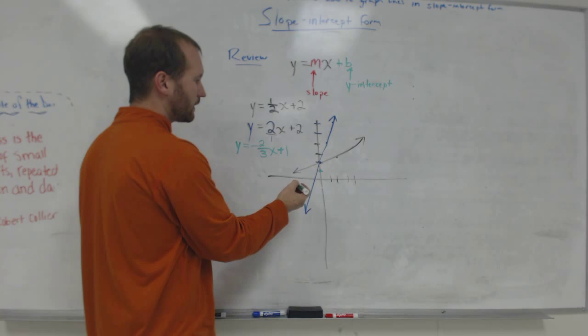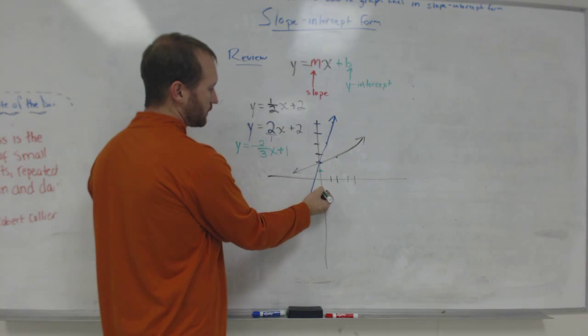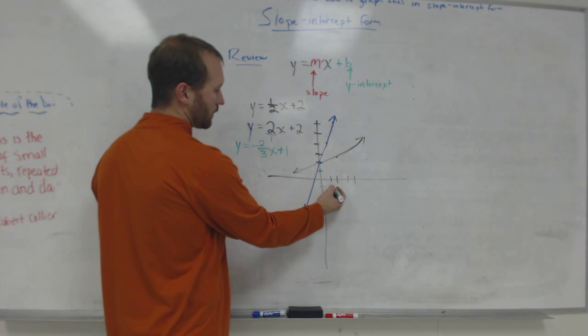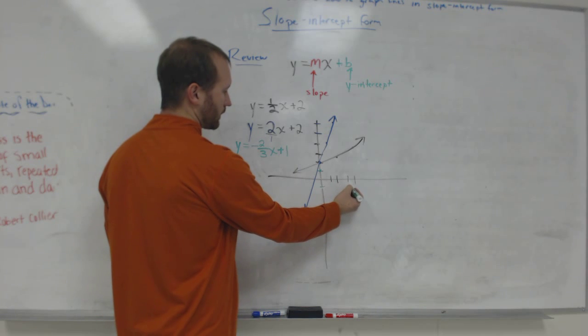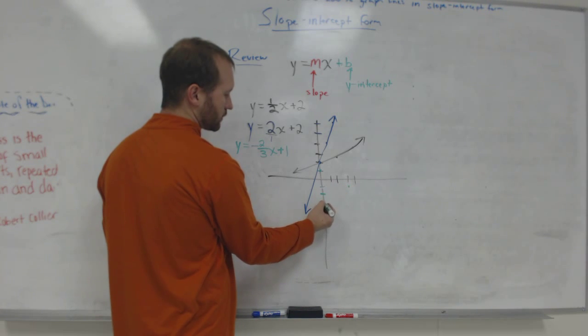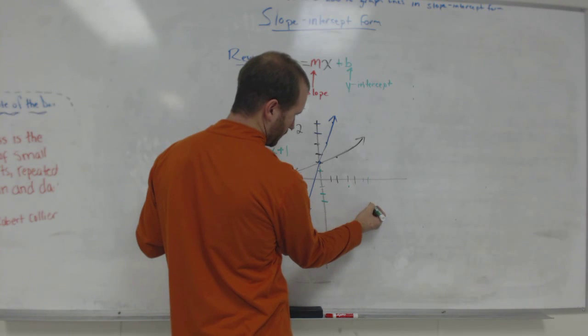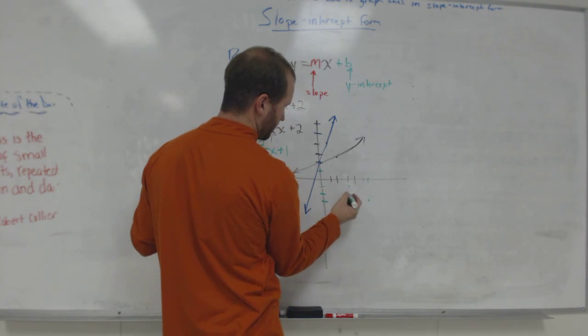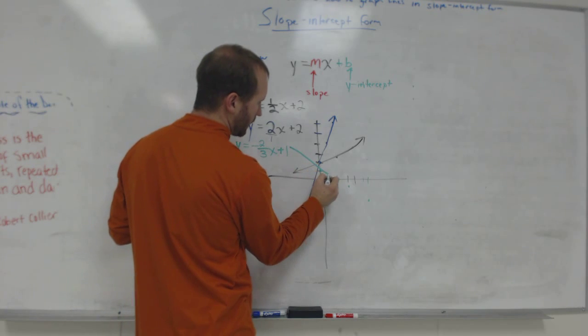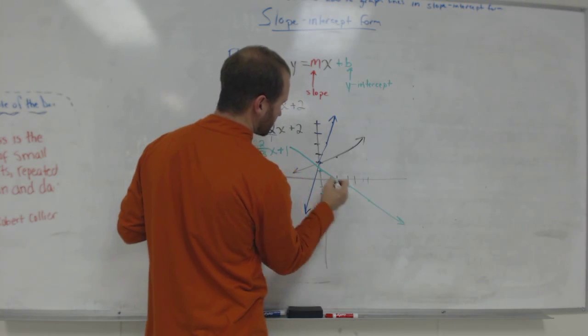And then I look at my slope. It says to go down 2 over 3. 1, 2, 3. And then I can go down 2 more over 1, 2, 3 more. And then it makes a line. What do you notice about the negative slope?